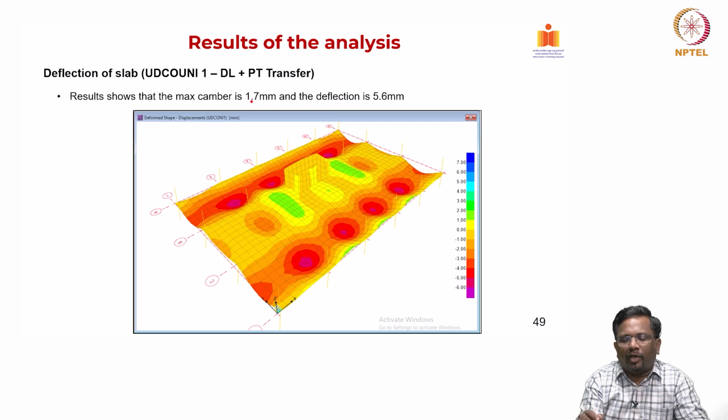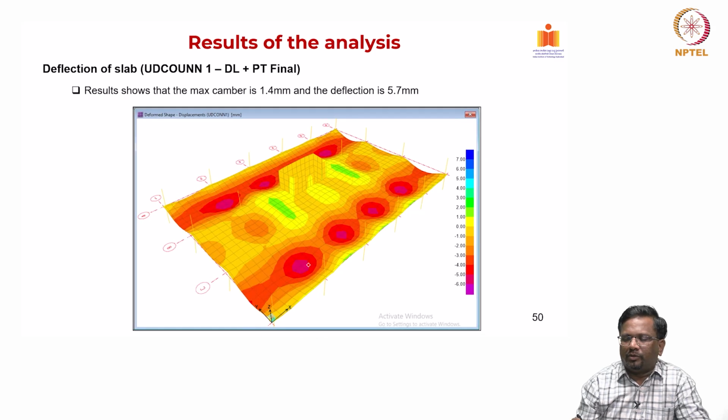So, the maximum camber works out to be 1.7 millimeter, and this is for only dead load and PT, and the deflection was 5.6 millimeter. So, that is the maximum deflection at some locations. You can see that the upward camber is basically up to negative 0.666 millimeter at some locations.